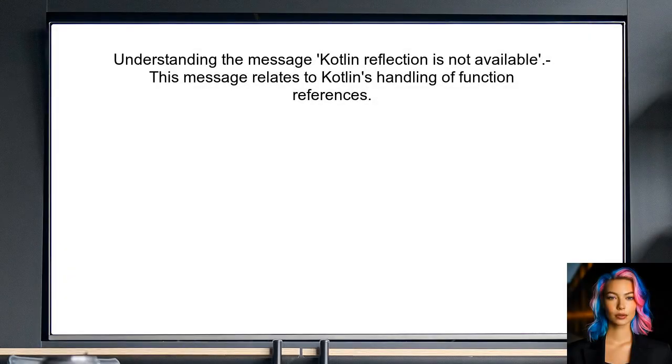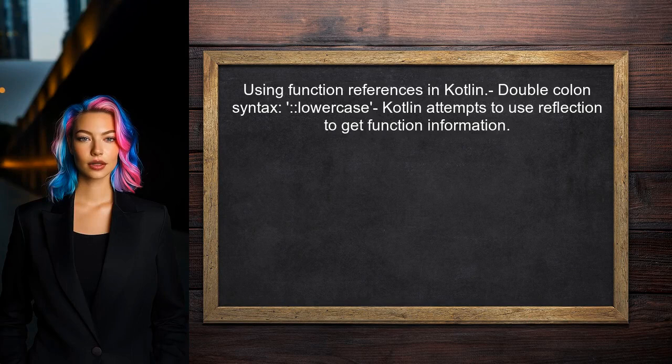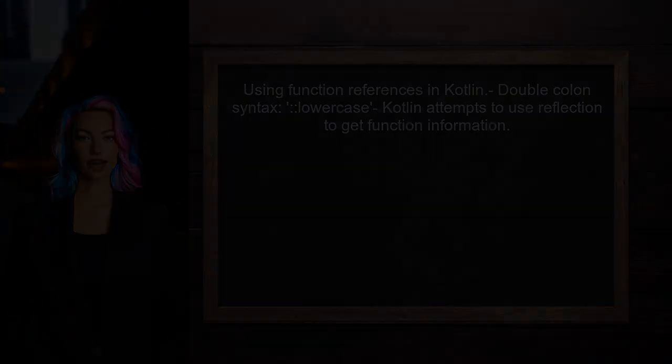To understand why the message Kotlin reflection is not available appears, the user should first know that this message is related to how Kotlin handles function references. When the user uses the double colon syntax, Kotlin tries to use reflection to get information about the function. However, reflection is not available in certain environments.